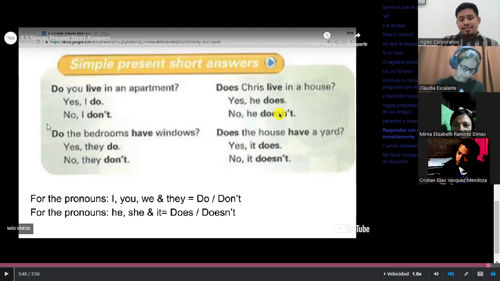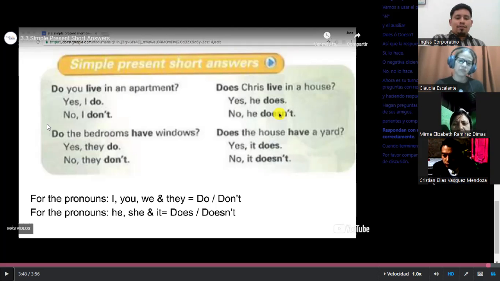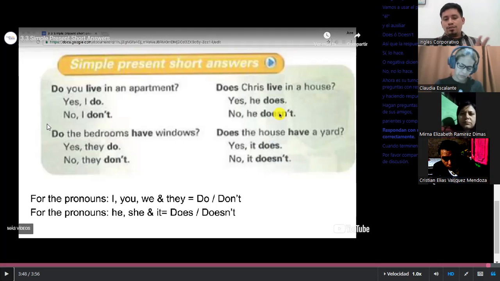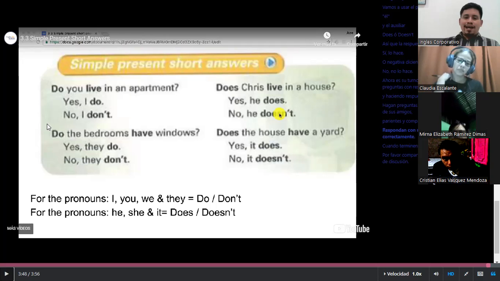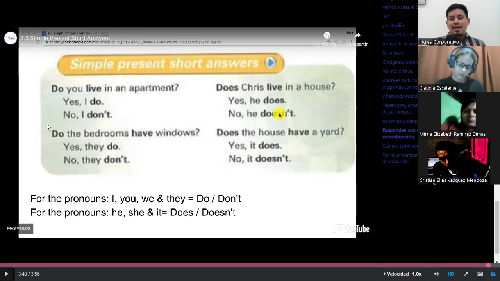In the second part, this is the first part, okay? The ones that we have on the left. We use do, why? Because we're using the pronouns I, you, we, and they, okay? So we use do for pronouns like I, you, we, they. On the other side, on the right, we want to check that we're using does. This is an auxiliary verb that we use for third person singular. So if we're going to be using does, my answer is going to be with does too.